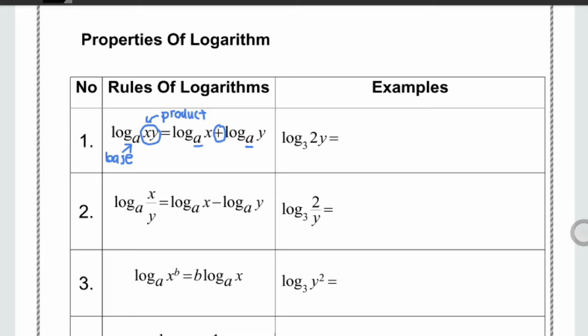Okay, now let's look at the example. We have log 2y base 3. So we have 3 as the base, and the argument we have 2 times y, which is the product. So we can rewrite log 2y base 3 as log 2 base 3 plus log y base 3.